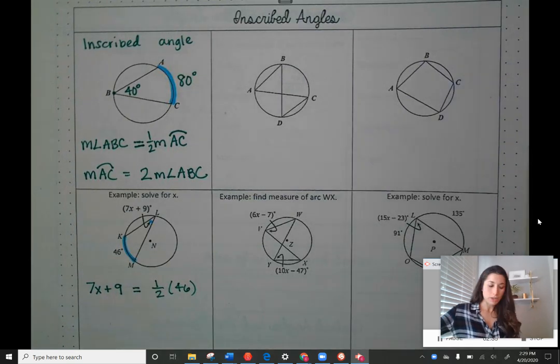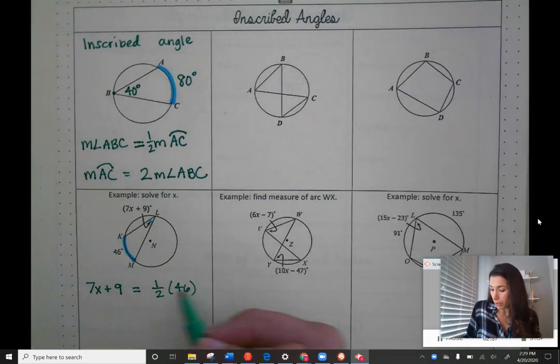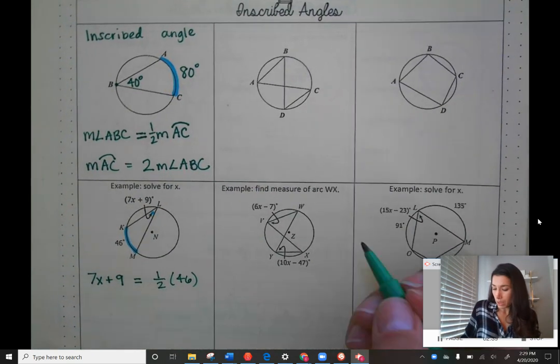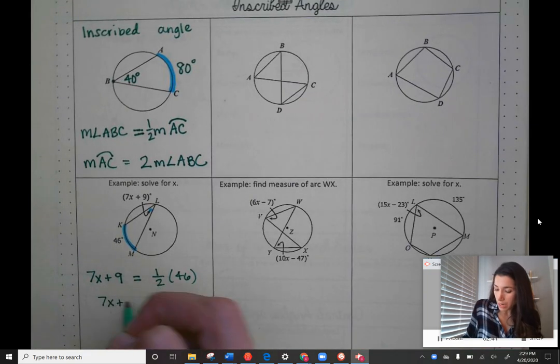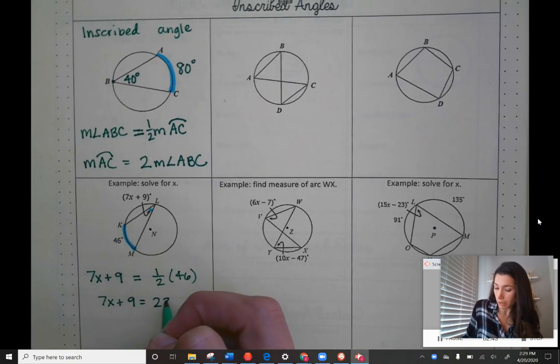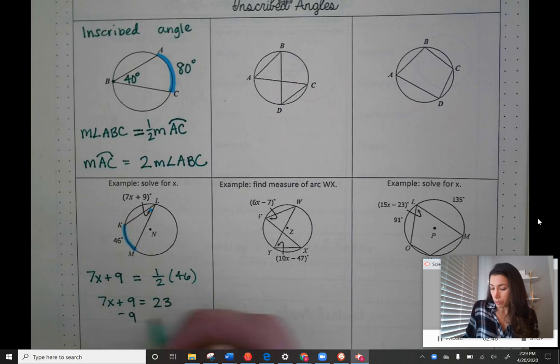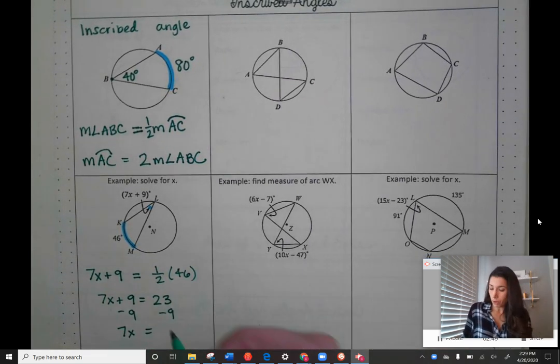So now we're just solving an algebraic problem here. Half of 46, that would be 23. So we would say 7x plus 9 equals 23. We can subtract 9 on both sides. That would give us 7x equals 14. And then x is 2.